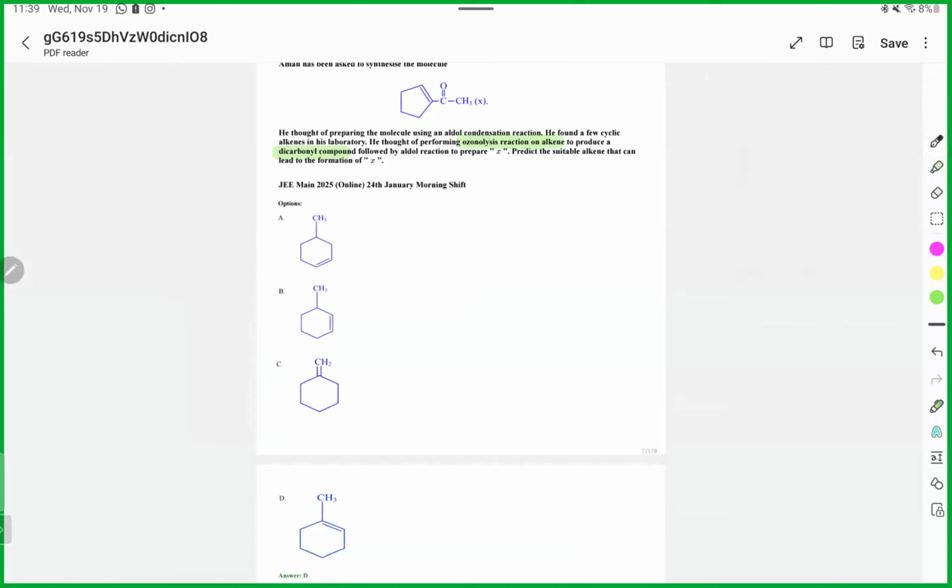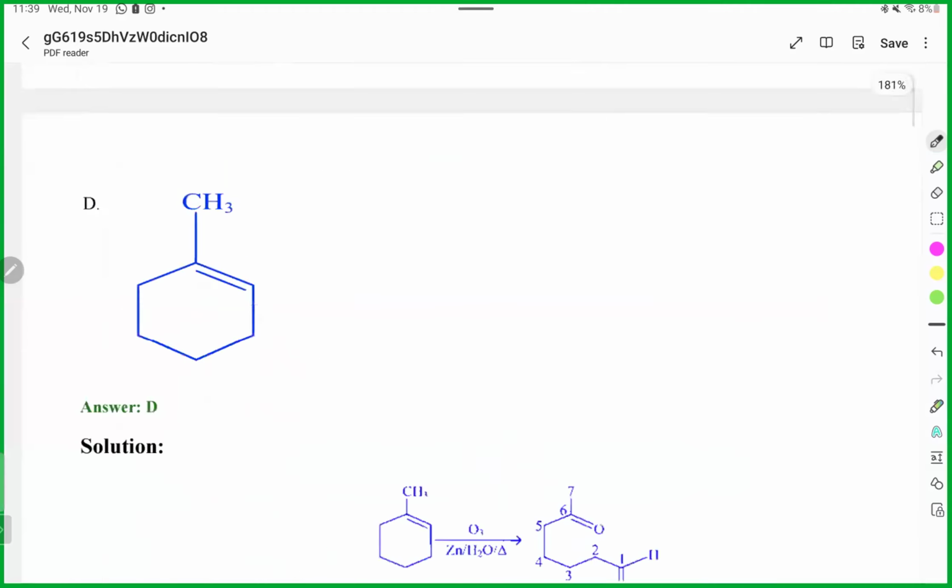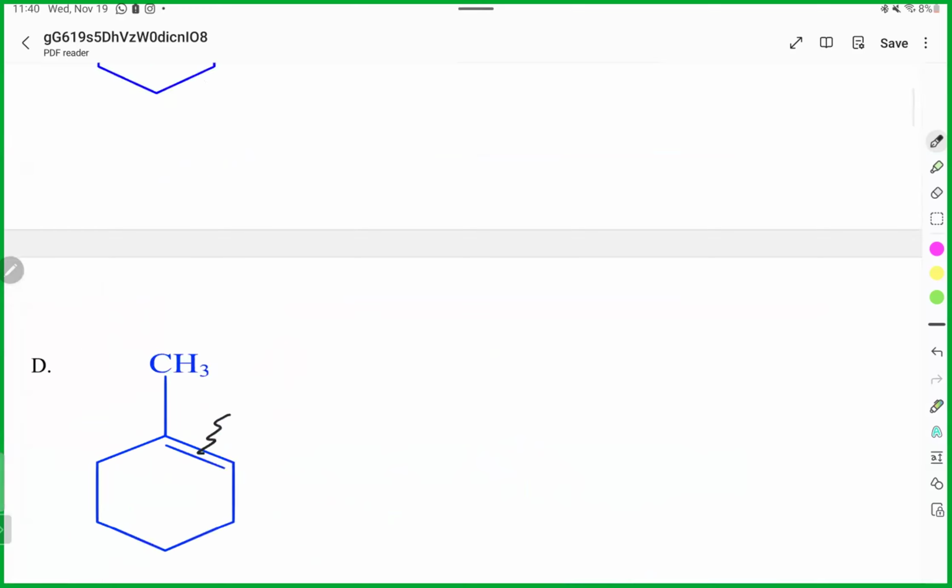Is this visible, guys? Ozonolysis. Alkene reacts with ozone, then further zinc, and one oxygen will be added. Correct? Can there be any doubt in this? No, sir. So the answer is D. If you break this down, what will happen? This bond will be broken. Correct, Samarth? Yes, sir. One ketone and one aldehyde will come on the same compound.